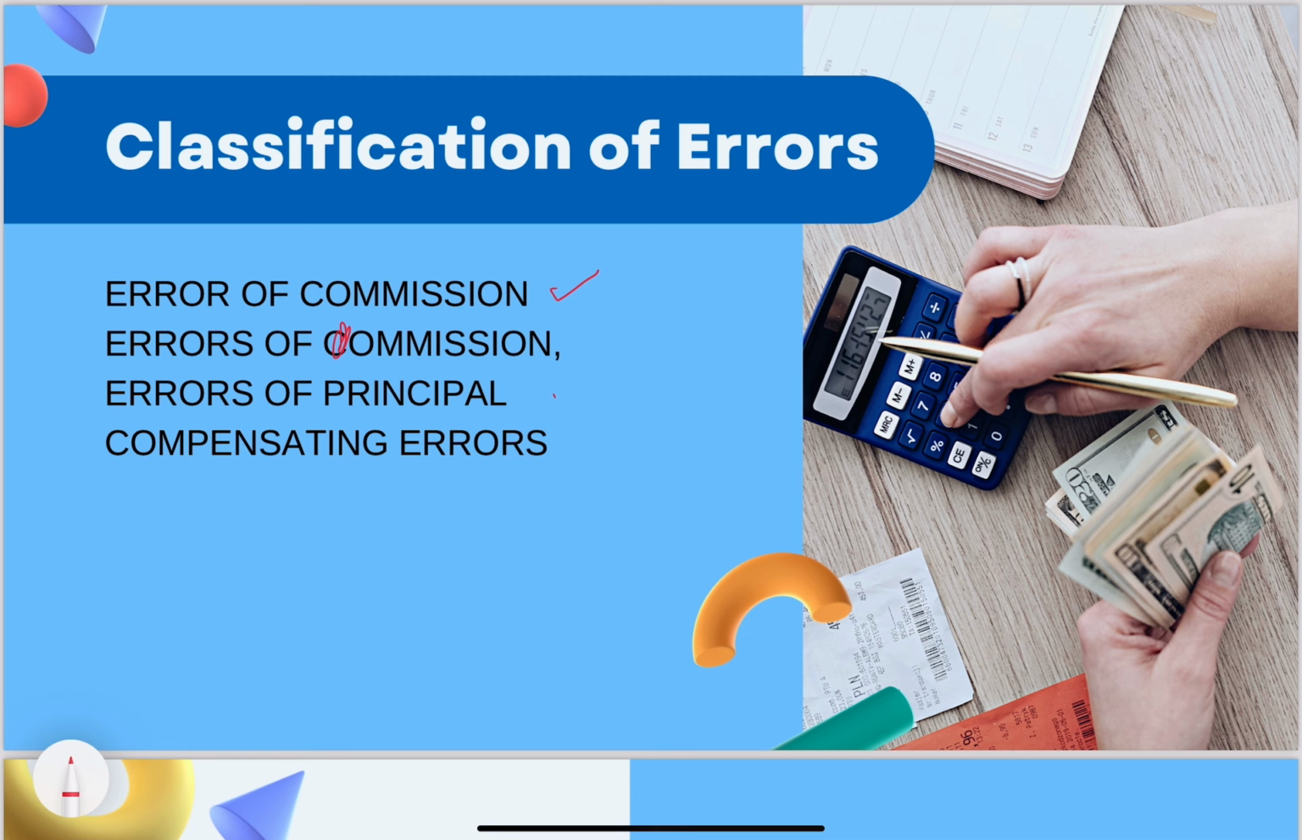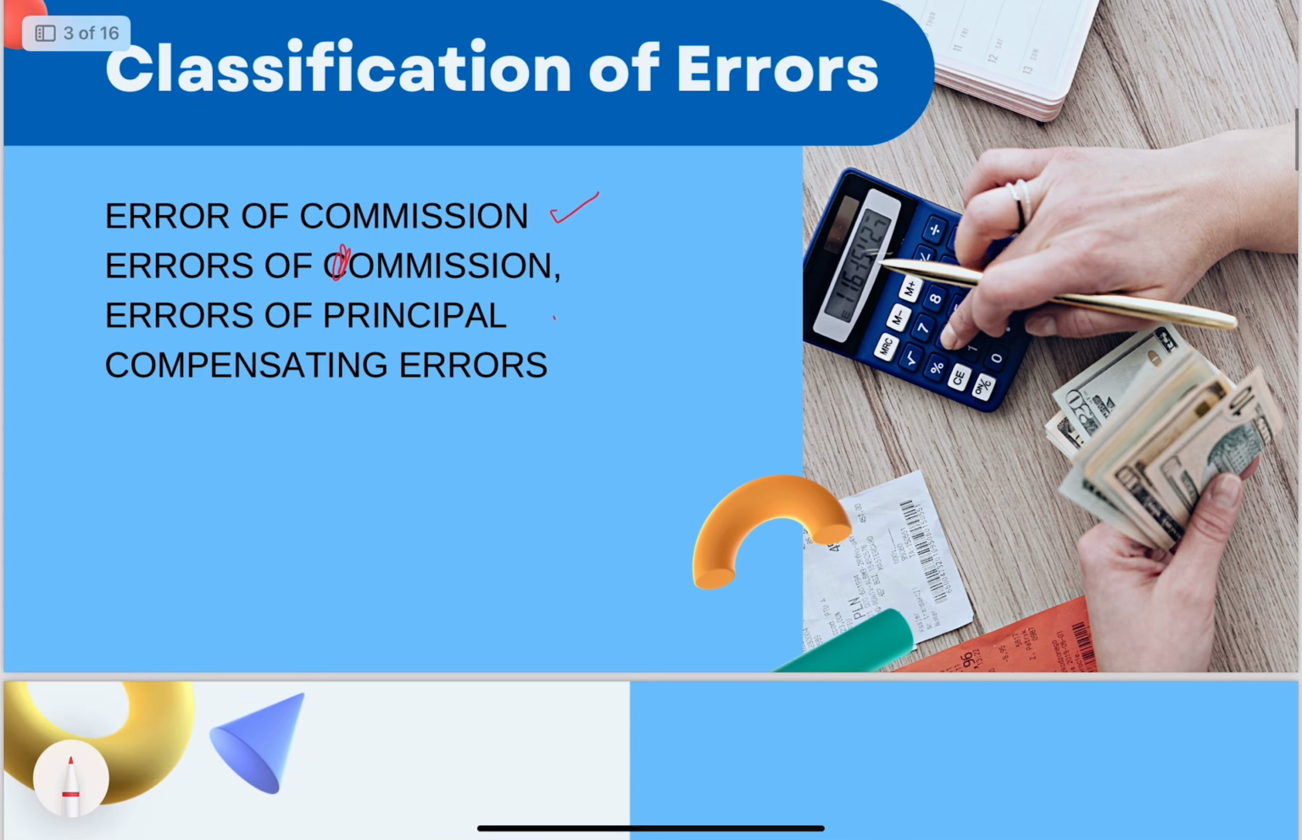When we do accounting, sometimes we make mistakes. These mistakes are classified into all these four types. So errors of commission will be: you did record the transaction, but you recorded it in the wrong way.